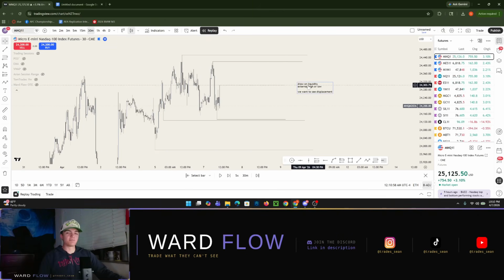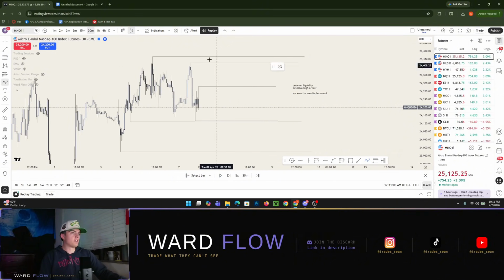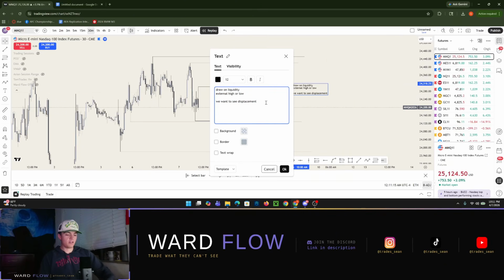We want to see displacement towards a draw on liquidity. Here, we can already see price displacing down towards this low right here and this low right here. So we already have draws on liquidity to the downside right here. We have a draw on liquidity and we see displacement.